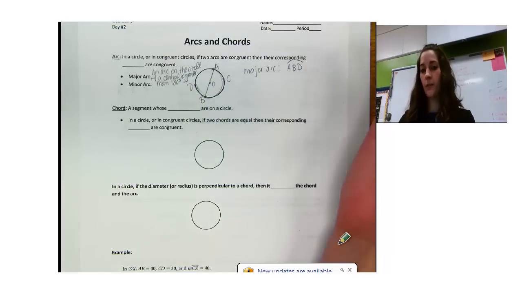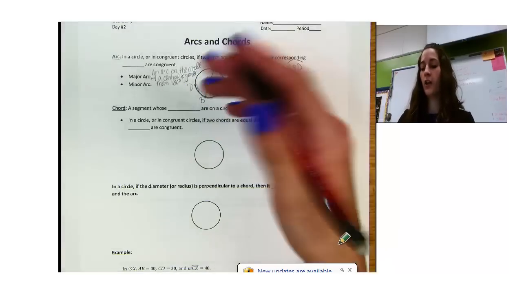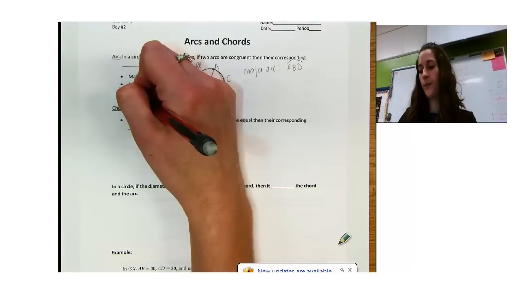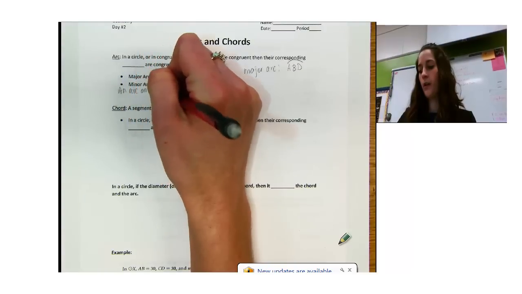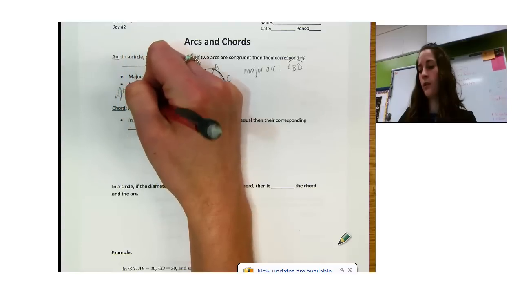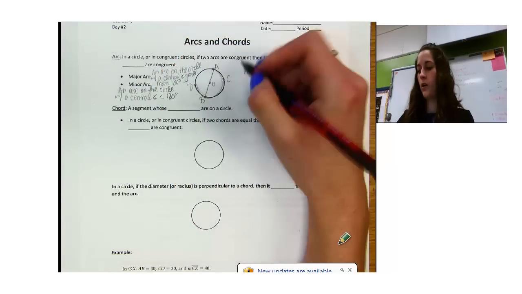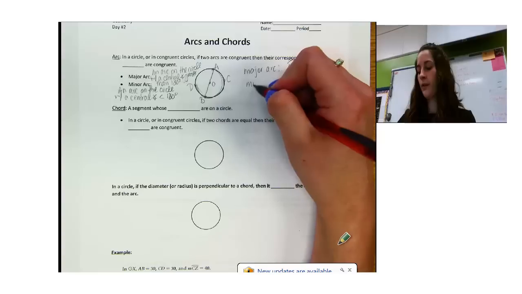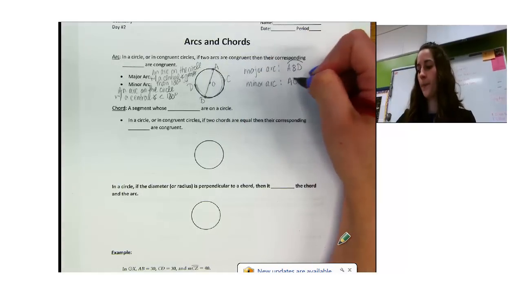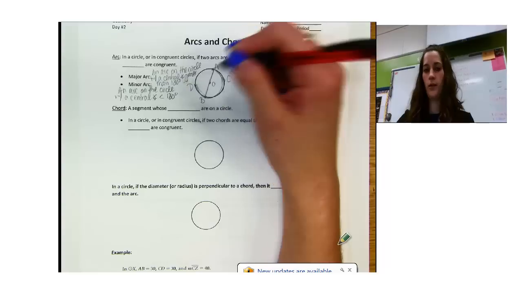A minor arc is very similar. It's an arc on the circle with a central angle that is less than 180 degrees. So an arc on the circle with a central angle less than 180 degrees. An example of that would be arc AC. Arc AC is less than 180 degrees.